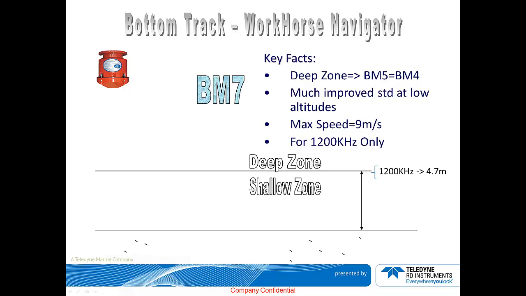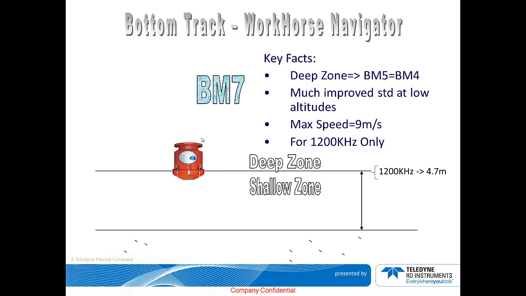Then we have bottom mode 7. Bottom mode 7 is similar to bottom mode 5, except that it is optimized for slow-moving platforms in low-altitude, high backscatter environments. However, unlike bottom mode 5 or bottom mode 4, bottom mode 7 is an optional feature and does not come standard with the DVL. Just like bottom mode 5, bottom mode 7 divides the site into two, the shallow zone and the deep zone. It defines the shallow zone as approximately below 4.7 meters of altitude.